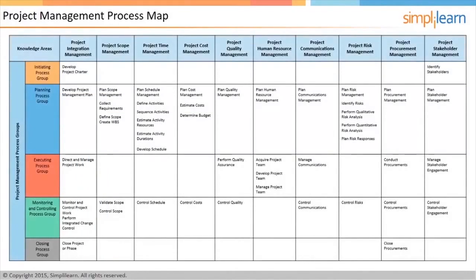There are 47 processes in project management, grouped into 10 knowledge areas and mapped to 5 process groups. In this lesson, we will look at the 5th knowledge area, that is, project quality management and its processes. In the next screen, let us understand what quality is.